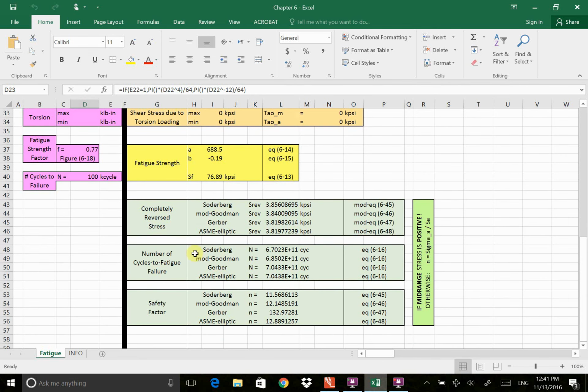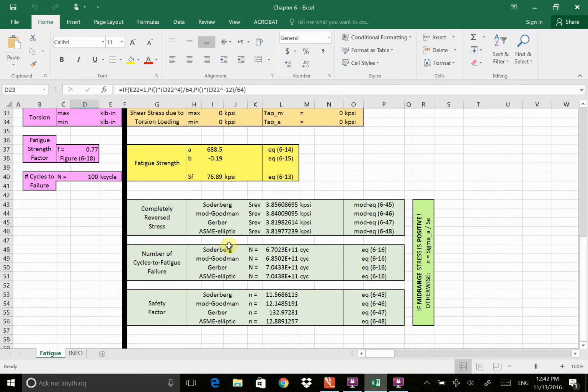Then we're going to come here and we're going to find a completely reversed stress for each criteria: Soderberg, Goodman, modified Goodman, Gerber, and asymmetry elliptic. So these are the sigma reversed, and the equations are from 645 to 648, and we need to modify them. We need to substitute SE with sigma reversed, and then we're going to find the number of cycles to failure based on these equations for each criteria and safety factor for each criteria.